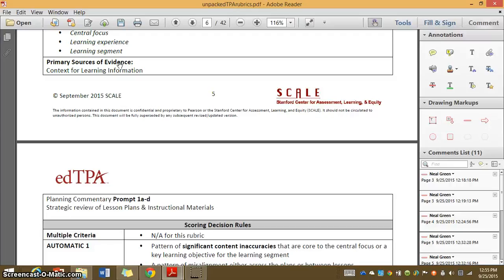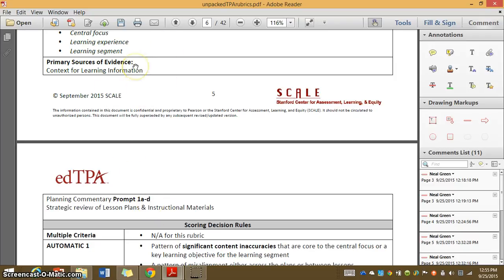Okay, here's your primary sources of evidence for meeting the requirements of Rubric 1. Yes, this is Rubric 1. Context for learning, and you should be familiar with that now because you wrote lesson plans with the context for learning. In this particular experience, the edTPA, you're going to write a context for learning, but not in your lesson plans, you're going to write it separately. So you're familiar and ready for that. You know what to include. And then also your planning commentary, prompt 1A through D. You'll see what all this stuff is. So have this document ready.